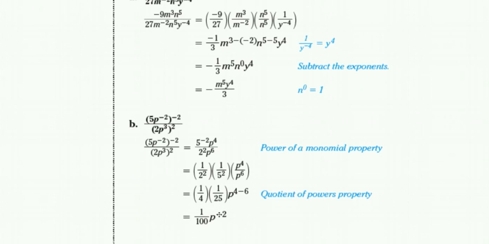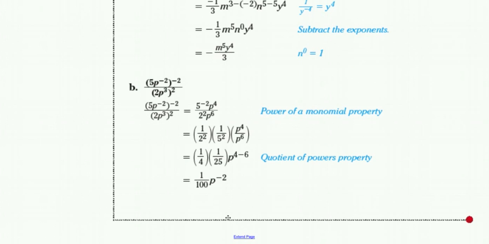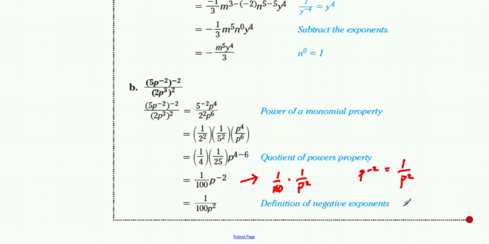4 times 25 is 100, p to the negative 2, and we know that p to the negative 2 is the same as 1 all over p squared, which is 1 over 100 p squared. Another step before the last step is actually 1 over 100 multiplied by 1 over p squared, because p to the negative 2 is the same as 1 over p squared. And you end up with 1 over 100 p squared.